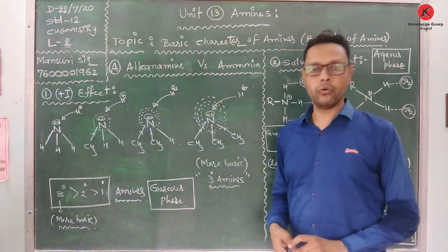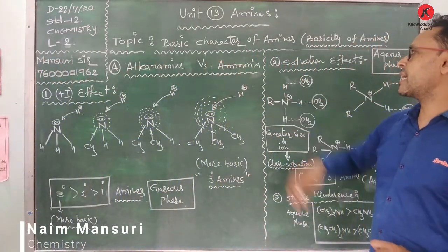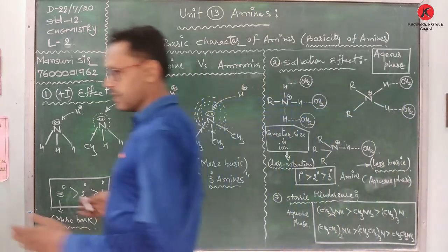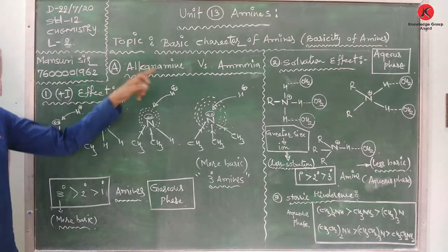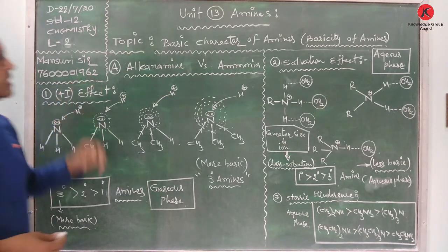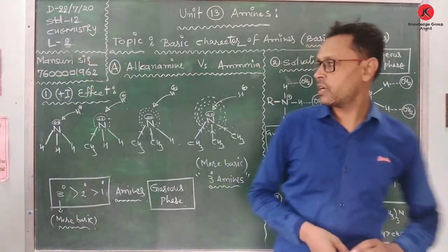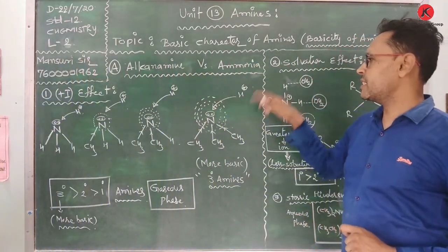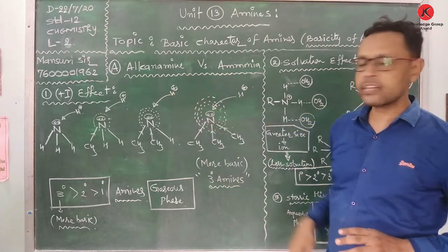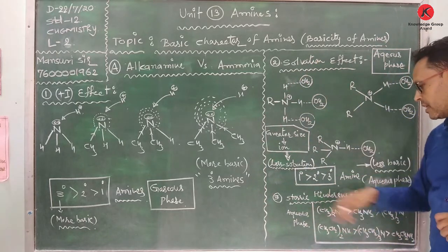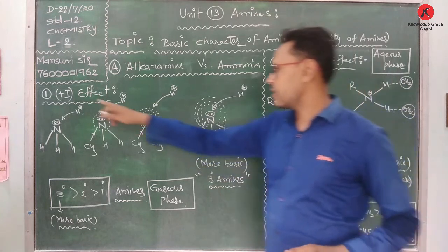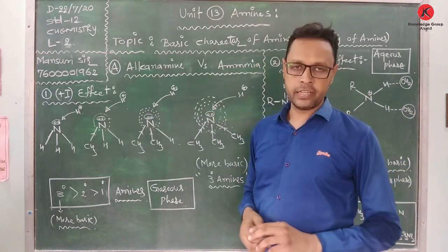Students, now we will discuss the basic character of amines, the basicity of amines. Here, first we will take alkanamine versus ammonia, and thereafter benzenamine versus ammonia. In alkanamine versus ammonia, we will discuss three effects: plus I effect, second, solvation effect, and third, steric hindrance. First one, plus I effect.